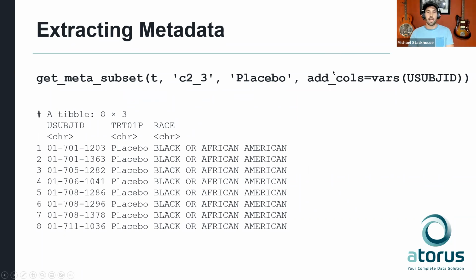Get meta subset has the add calls parameter so that you can also add additional variables to the selection if you want to see more than what was available in the tplyr meta object itself. So it adds that additionally. It defaults to USUBJID because most of the time your question is going to be looking at who are the subjects that I'm interested in here. So let me see that data.